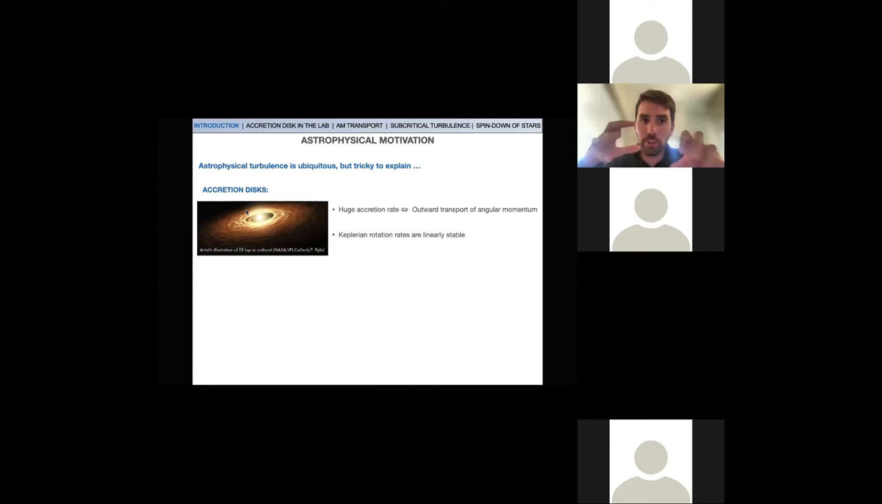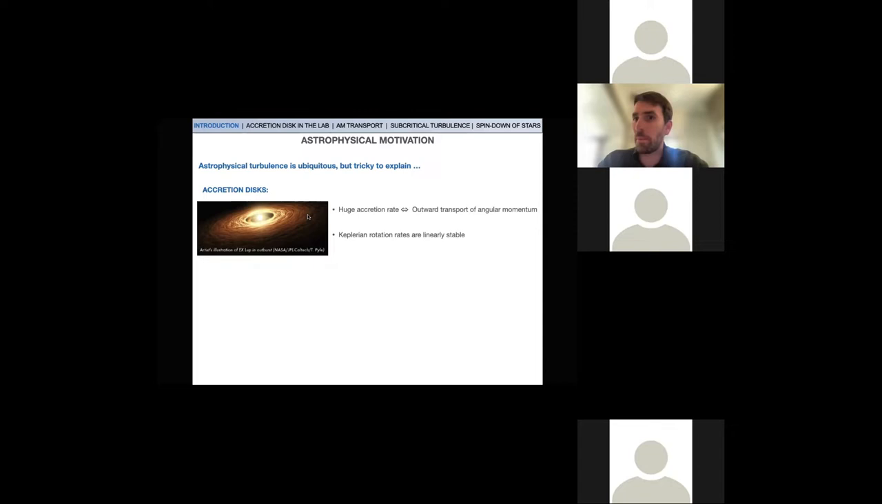Which means that if you have accretion of objects, you have some outward transport of angular momentum. So the angular momentum in these objects, in the gas here, is very efficiently transported from the inner part of the disk to the outer part. Of course, turbulence can do the job very efficiently. But as you will see, I will discuss that a little bit later, these Keplerian rotations, which are typical of accretion disks, are linearly stable. So it's not very easy to find a nice scenario to make this turbulent.